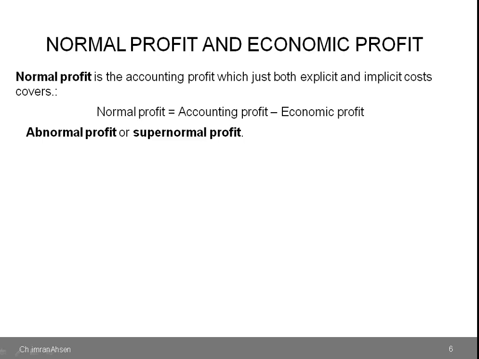Abnormal profit or supernormal profit, what is this? Accounting profit is equal to economic profit plus normal profit. This is the profit which you get from the opportunity cost. This is actually your opportunity cost, but in accounting profit we don't calculate opportunity cost, so we don't subtract it. So this is what we are going to add in your total profit. That is economic profit plus normal profit, that is abnormal profit or supernormal profit.